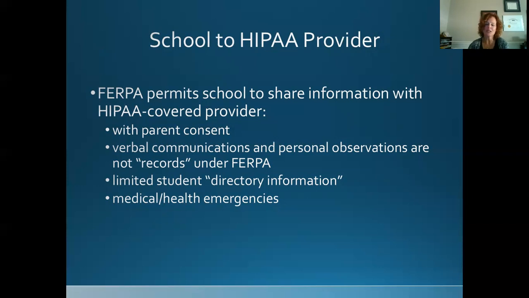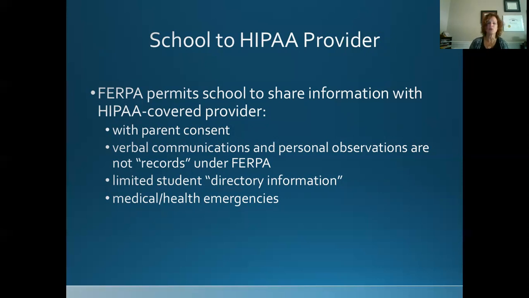So even though dates of attendance would be part of the education record, if an outside HIPAA covered provider is trying to look at absences from school, the FERPA covered provider, school official, could disclose that information to the HIPAA covered provider because school dates of attendance are part of that student directory information that could be disclosed without the parent's authorization.